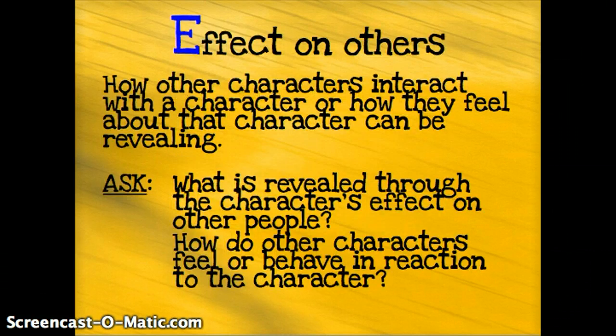The third way an author can characterize is through showing the effect of a character on others, other characters in the story. How other characters interact with a character, or how they feel about a character, can reveal a lot. So in this case, you ask yourself, what is revealed through the character's effect on other people, and how do other characters feel or behave when they react to the character?